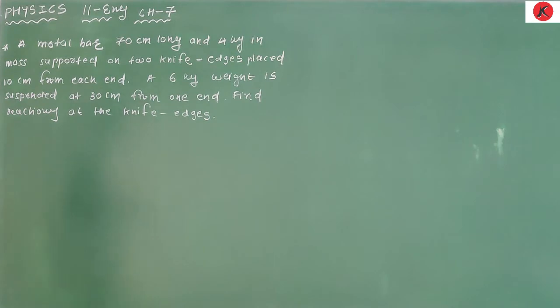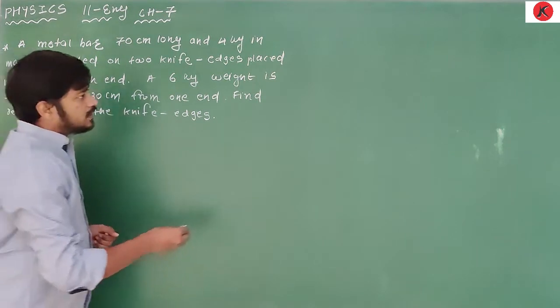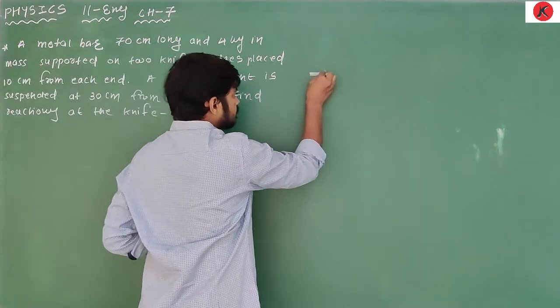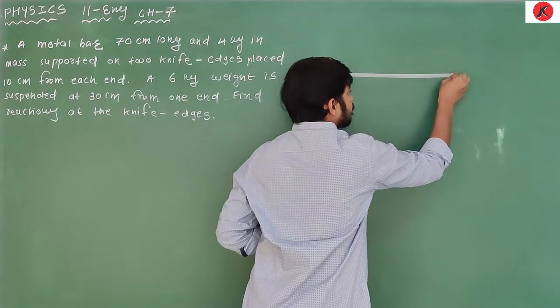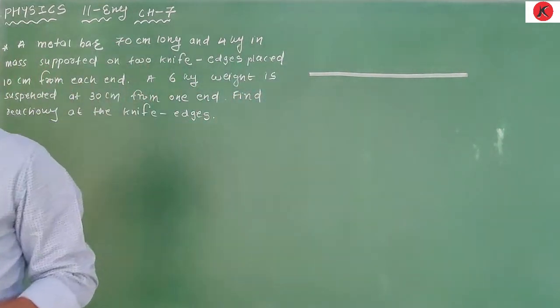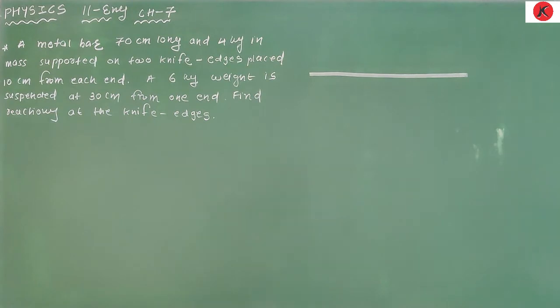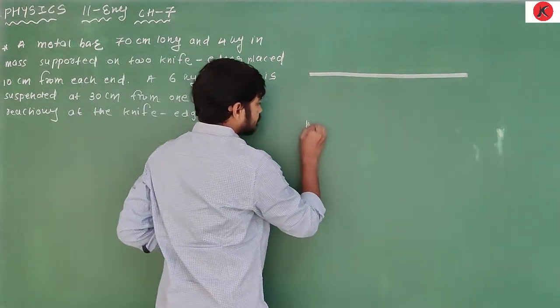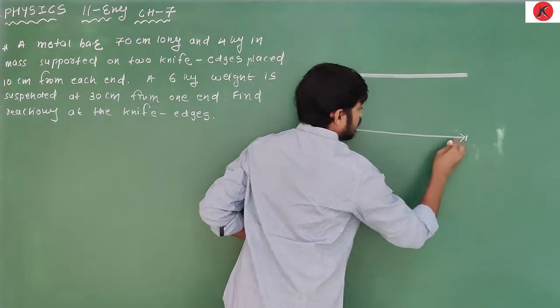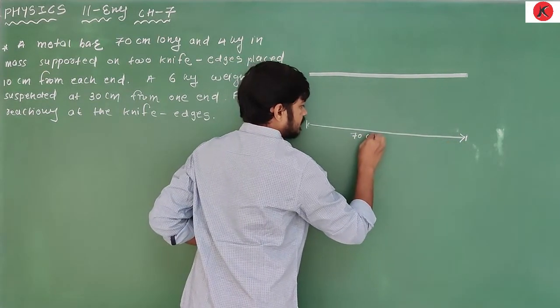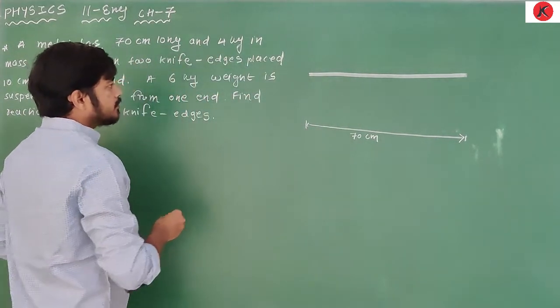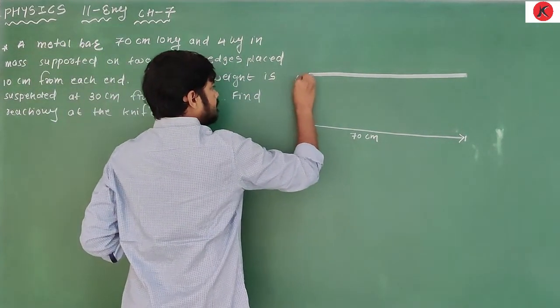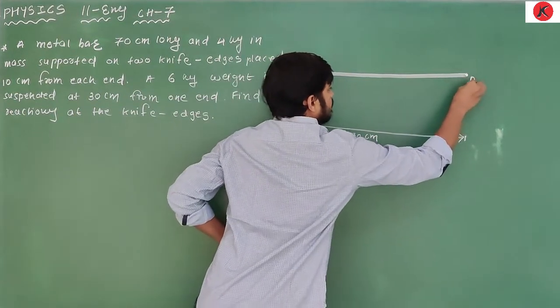See, what is the question now? You are given a metal bar 70 cm long. For example, here I will draw a figure. It is a metal bar, 70 cm long, so its total length is 70 cm. Let this be end A and let this be end B.